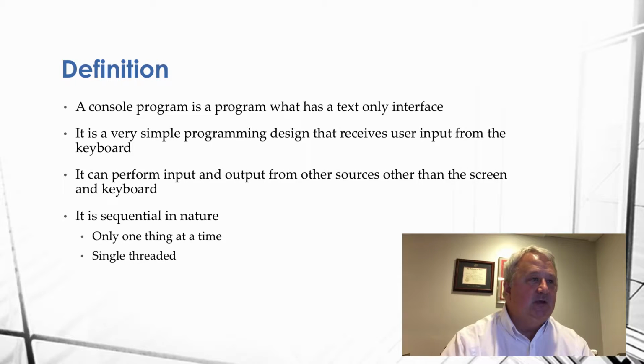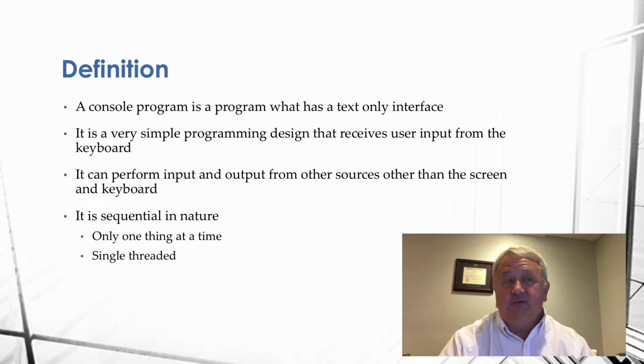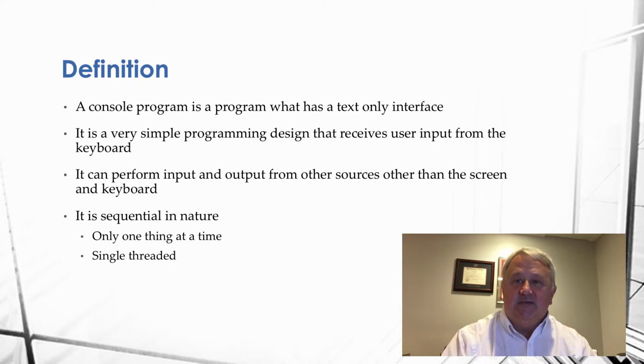The nice thing about this, though, is it's a very good first program because it's much simpler in nature. It can perform input and output from other sources than the keyboard. You can read from files, you can read from sockets over the internet, you can do all types of things, but typically it's used for very simple operations to read and write from the screen. The last thing about it is it's sequential in nature, meaning that it only does one thing at a time. It steps through a program step by step, and it is single threaded, as opposed to graphical programs that can do multiple operations at the same time, meaning that they're multi-threaded.